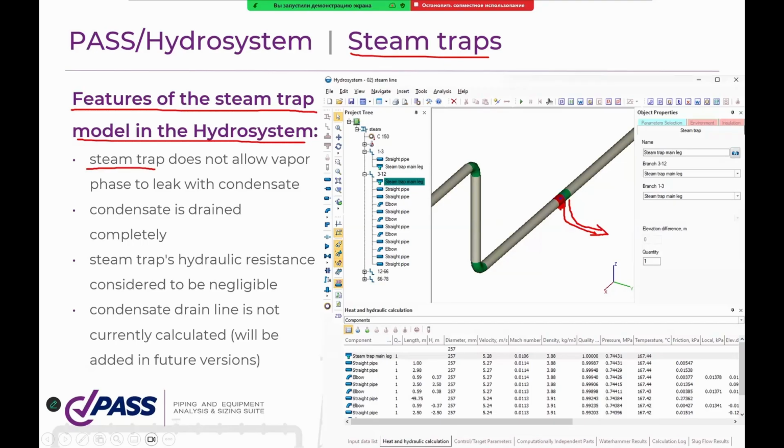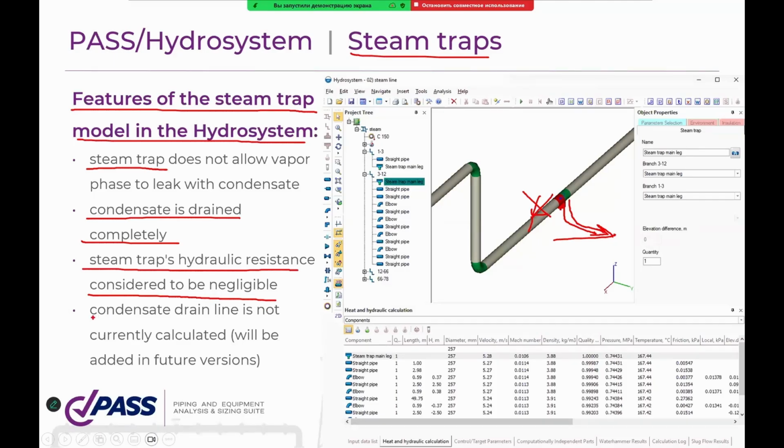The steam trap is an ideal valve that doesn't allow the vapor phase to leak into the condensate line over here. The condensate is drained by the steam trap completely, so liquid won't go over here. Steam trap hydraulic resistance is considered negligible, and usually it is negligible, so you don't have to take it into account in a hydraulic calculation.